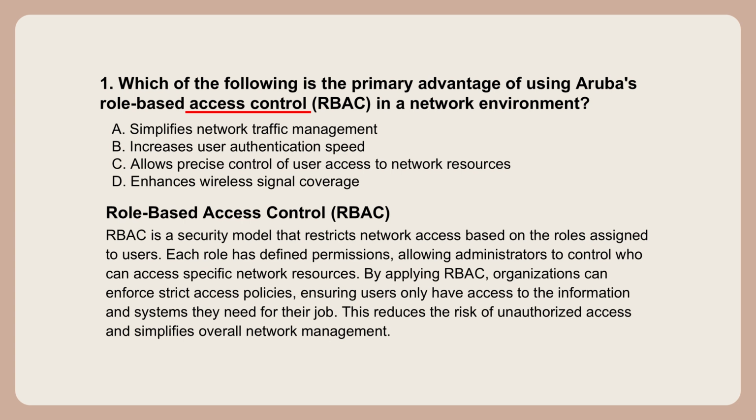Well, I think the most important aspect of RBAC is the ability to control precisely who has access to what resources on the network. So I would say the answer is C. Yeah, and that's exactly right. C is the correct answer: allows precise control of user access to network resources. Can you walk us through why that is such a fundamental advantage? What does that precise control actually enable in a real-world network environment?